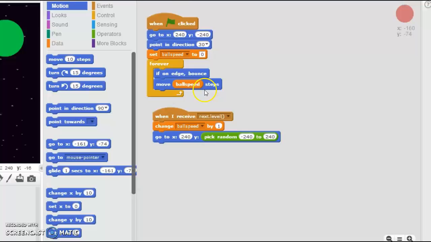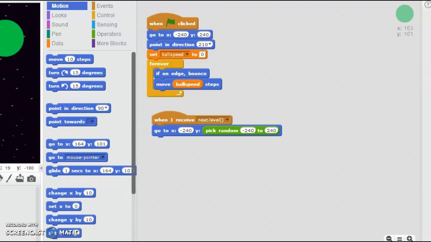Button 1 has pretty simple commands. It starts at a particular position, moving in a direction, starts a forever loop where it moves around at ball speed, which actually starts at 0, which means the first level it's not moving at all. And then when it gets the next level, the ball speed increases by 1, and the X position goes to 240, but the Y position is random where it starts, and that starts it at a different position at each level change.